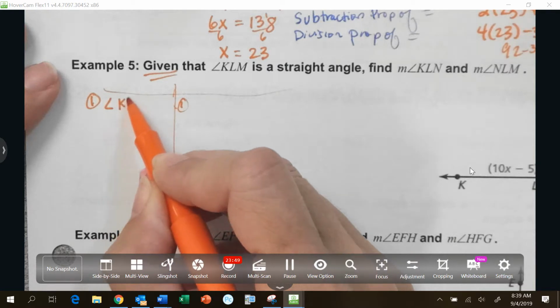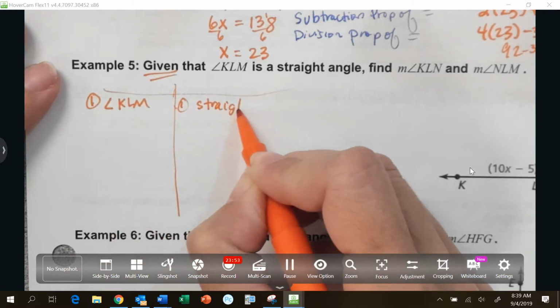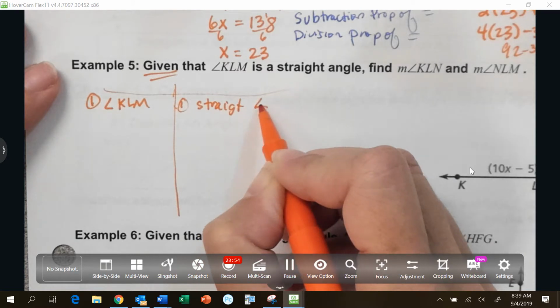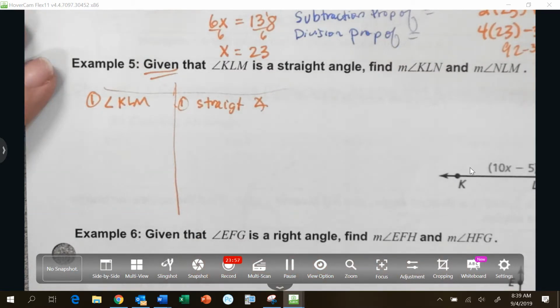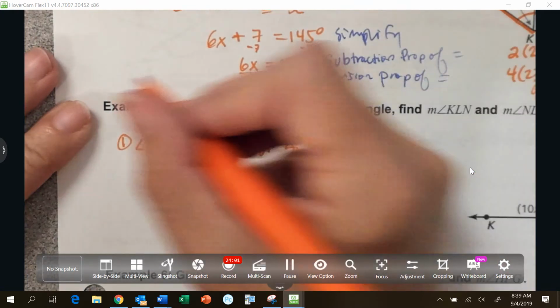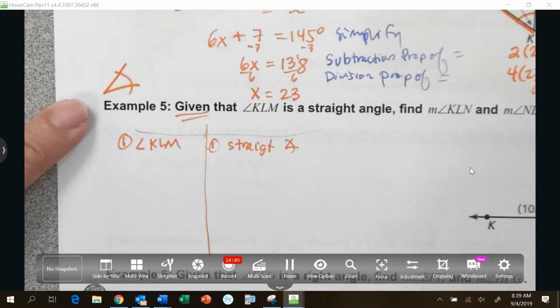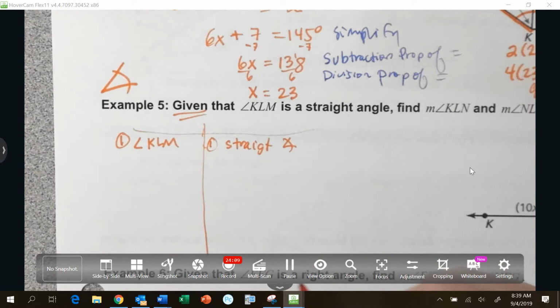Angle KLM is a straight angle. Here's a symbol that means angle. I just made it really messy and I didn't even tell you what it means. If you do angle and then you put a little arc in it, you can do that instead of writing the word angle. Save you a couple letters.